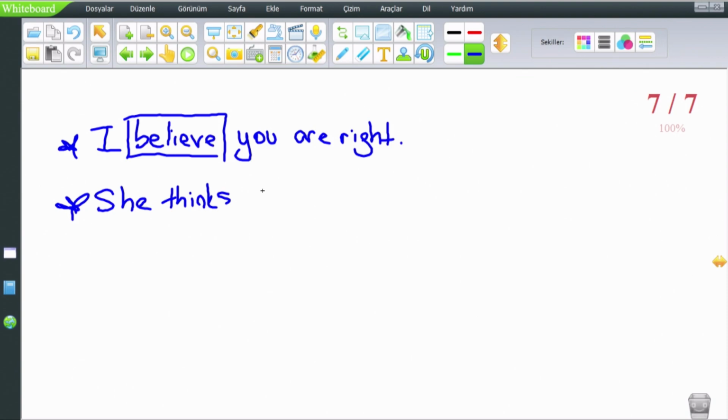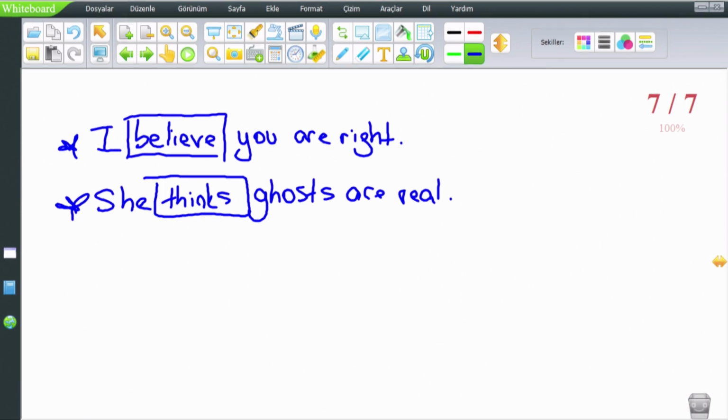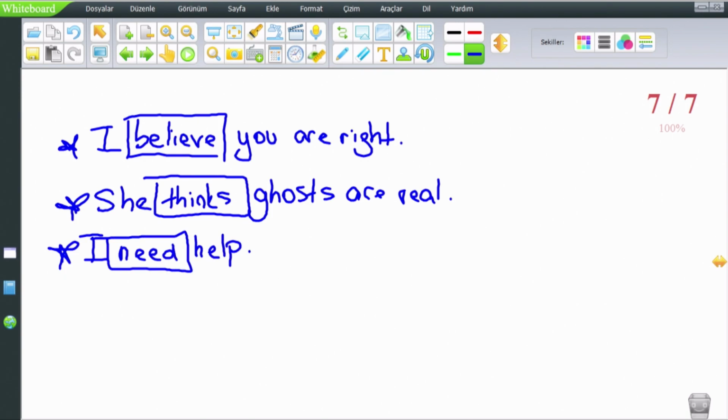She thinks, let's say, ghosts are real. Our stative verb in the sentence. I need help. Need is a stative verb, that's why we use it like this. Even if it's happening right now, even if we want to give a progressive meaning, we cannot use it in a progressive form.